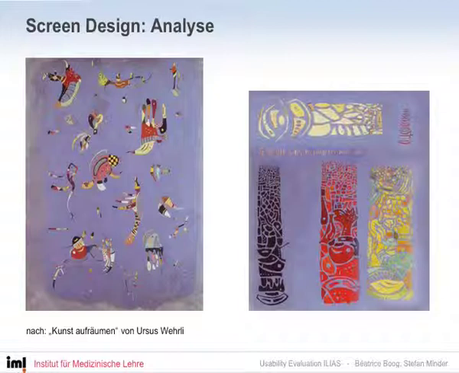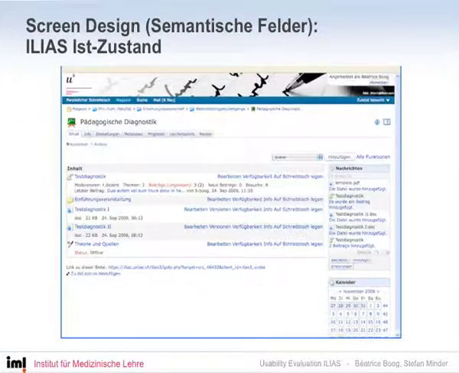Now you could imagine that's the navigation, some two-column content. What else? Some kind of banner with logo and meta navigation. So arranging elements correctly makes screen design good. That's important. The situation in ILIAS is not that clear.